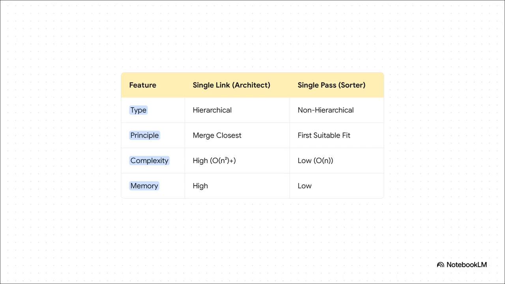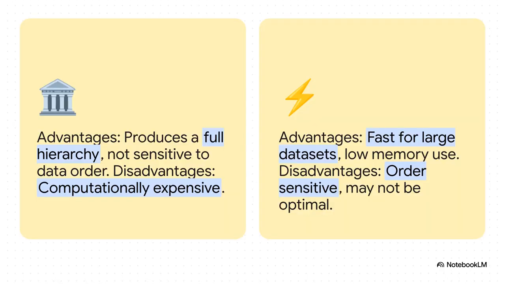And that one difference has massive consequences. The architect is powerful, yeah, but it's slow and it eats up a ton of memory, while the sorter is just lean, mean, and incredibly fast. So the trade-offs are crystal clear. With the architect, you get that beautiful, detailed family tree, and the results are always the same no matter what order you feed it the data. But that precision comes at a pretty high computational cost.